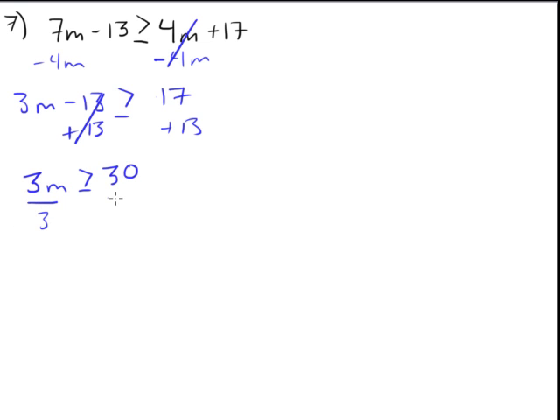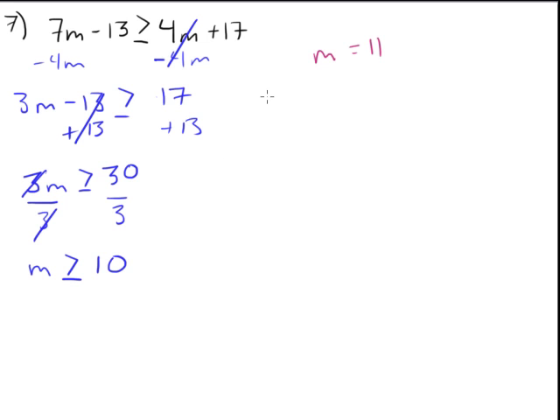Divide by 3. Divide by 3. Notice that I'm dividing by a positive number, so I don't have to switch this. I'm going to keep it as is. So that crosses out my 3 on the left hand side. I'm going to have m, not changing my greater than or equal to. 30 divided by 3 is 10. So for my check, I'm going to choose any number for m that is greater than or equal to 10. So what number is greater than or equal to 10 that I could use? Let's use 11, for example.